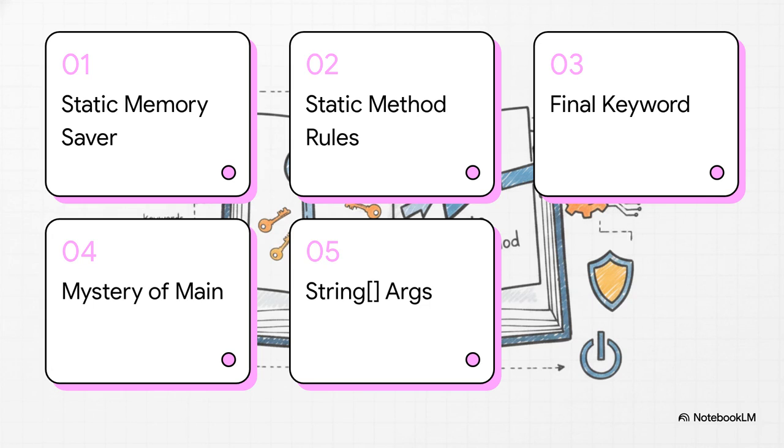Okay, let's dive into this. Here is our quick roadmap for today. First up, the static memory saver. Then we'll cover the rules of static methods, followed by final, the constant keyword. After that, we'll solve the mystery of main and wrap up by unpacking string array args.